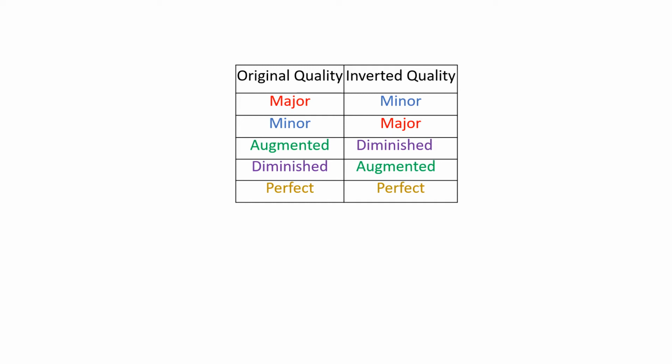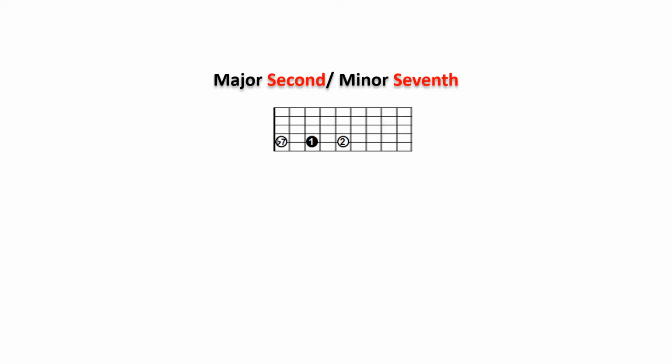Major becomes minor, and minor becomes major. Augmented intervals become diminished, and vice versa. Perfect intervals, however, remain perfect when inverted. The first inversion we will talk about is the inversion of the second and seventh intervals.